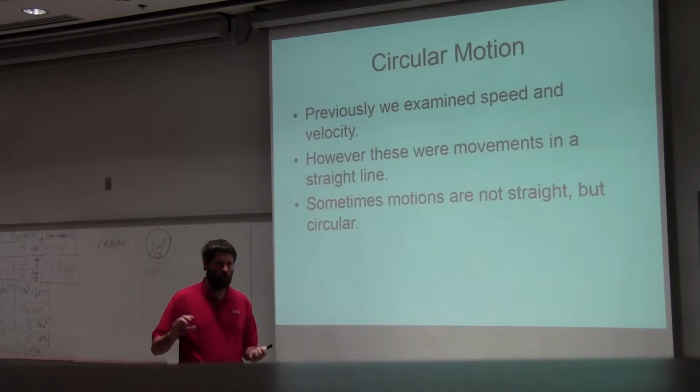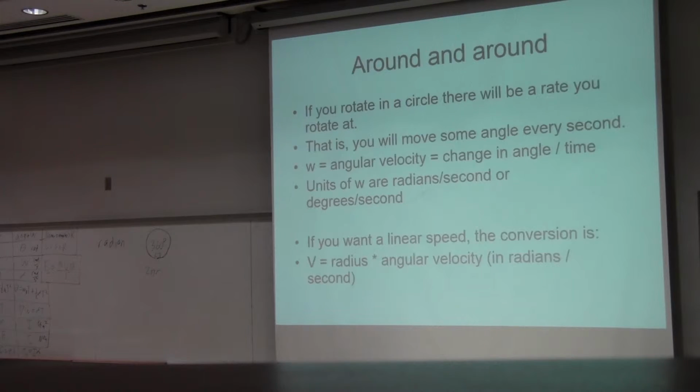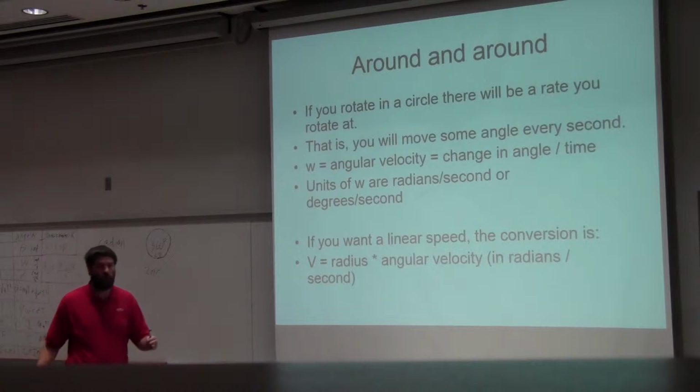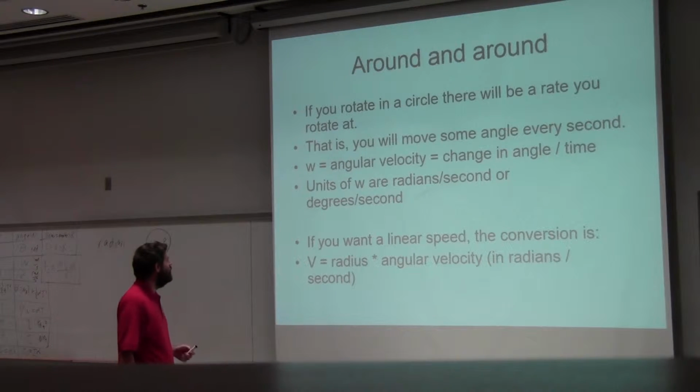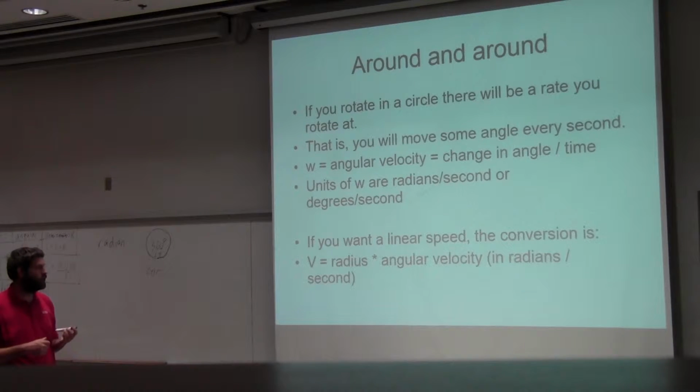Now, we have two things. Now we have angle and we have radius. And those things will possibly change with time. Usually in this class, the radius won't change, so we'll just do that. So if you rotate in a circle, there's a rate at which you're going to rotate in that circle. In other words, you're going to change your angle at some given rate. That rate is called the angular velocity. The angular velocity is the change in angle divided by time. That's like the linear velocity is the change in position divided by time.